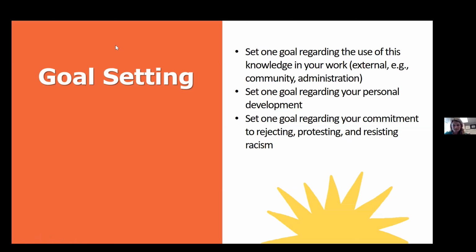But if you feel like you might be more autonomous, or maybe trying to shift from a more immersive experience into autonomy, set a goal about how you are going to reject racism. How are you going to protest it? How are you going to resist it? And making sure that you have that commitment.